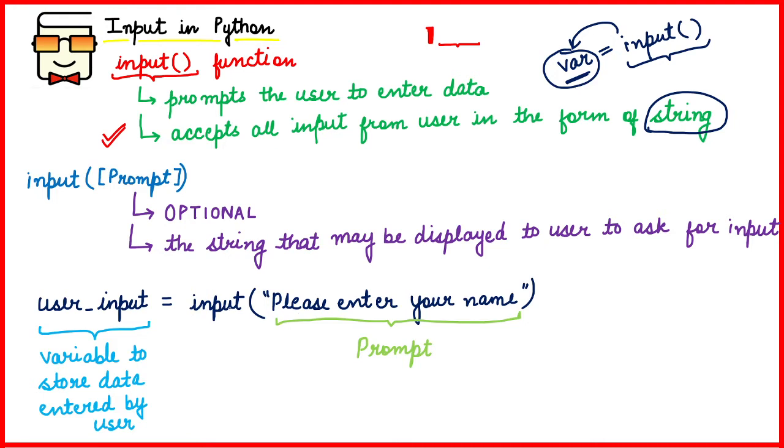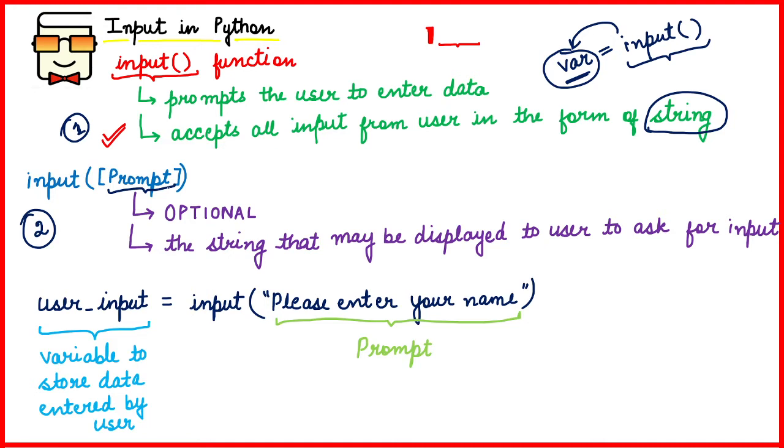Okay, now comes the second most important point. This was the first important point, and now the second most important point about the input function is the optional argument that is provided by the Python language. Whenever you have to ask the user for any kind of information, data, or input, you can first give a statement on the screen informing the user what kind of input is expected, or what the user should enter.